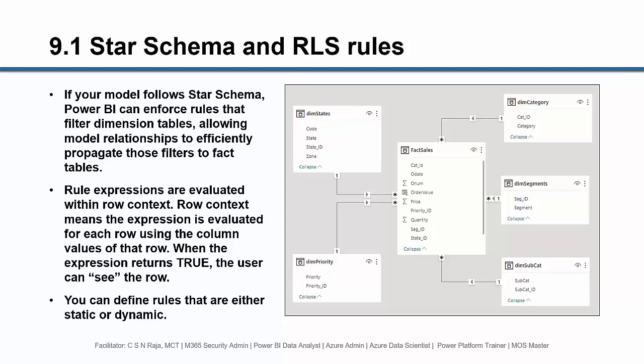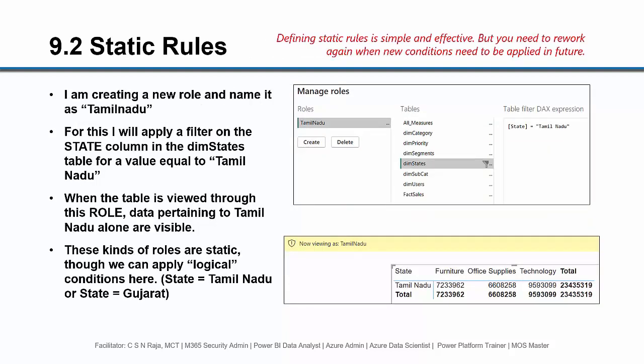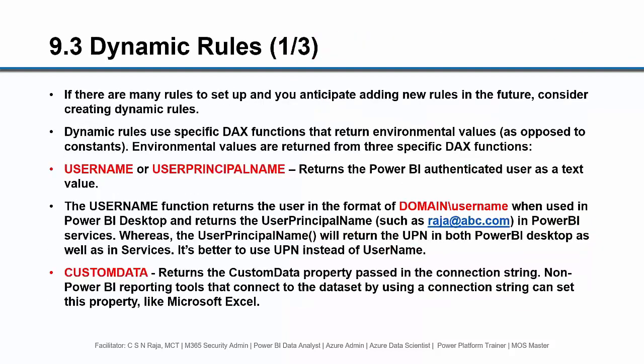You can define rules that are either static or dynamic. You just saw the creation of a static rule, and you also saw the creation of a dynamic rule. Dynamic rules use specific DAX functions that return environmental values as opposed to constants. Environmental values are returned from three specific DAX functions. USERNAME or USERPRINCIPALNAME returns the Power BI authenticated user as a text value, and it is a good idea to use USERPRINCIPALNAME instead of USERNAME.